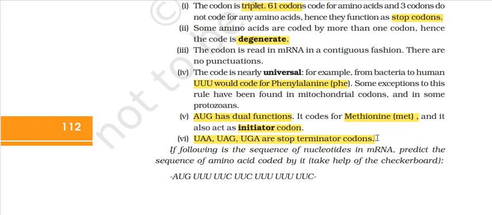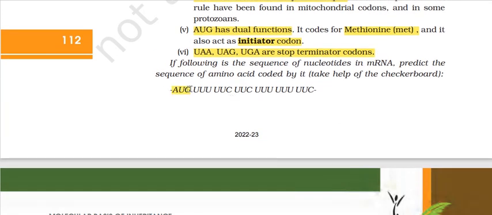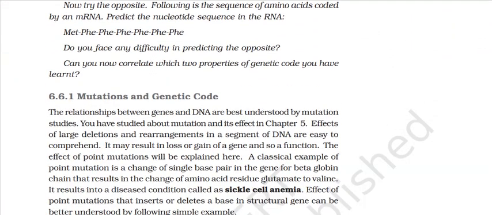If the following is the sequence of nucleotides in mRNA, predict the sequence of amino acids coded by it, and you can take the help of the code. You have to look at this is methionine, above we saw this is phenylalanine and so on. So you can just do it from the code given above. You can try and find out which polymer chain we will get. Now try the opposite. Here a sequence of amino acids is given, from this you will derive the mRNA, this will start with AUG and so on. Do you face any difficulty in predicting the opposite?